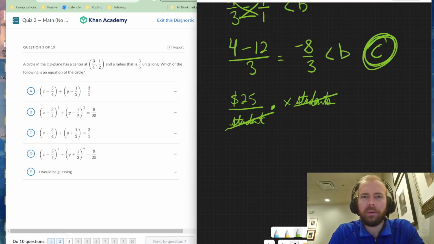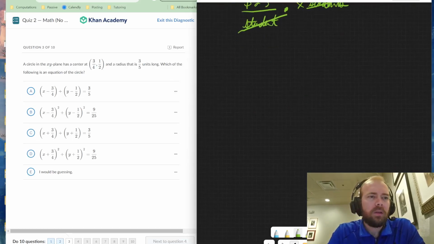So we're on to the next question. Okay. A circle in the xy plane has a center at blah, blah, blah, and a radius of blah, blah, blah. Which of the following is an equation of the circle?